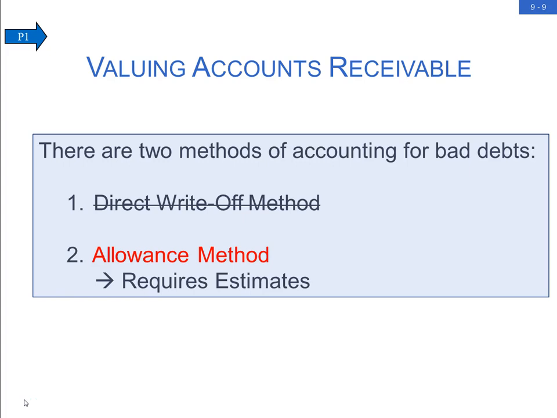In the first part, we went over the direct write-off method, which is not the preferred method and not what we will be using. We will now be diving into the allowance method, which, of course, requires that we estimate what our bad debts are going to be.